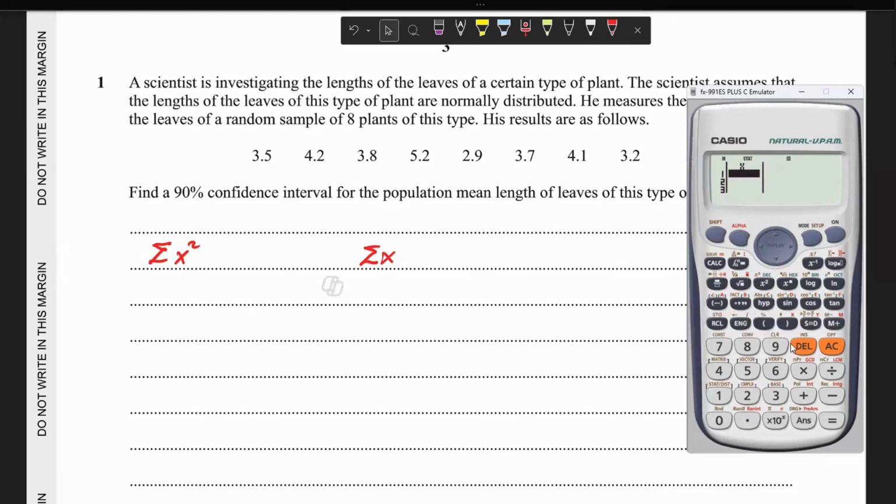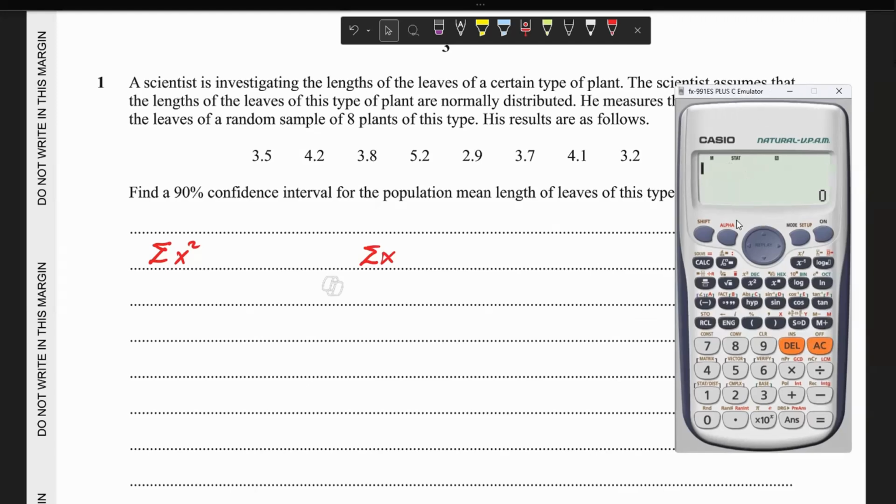So that means that I'll be having 3.5, enter, 4.2, enter, 3.8, enter, 5.2, enter, 2.9, enter, 3.7, enter, 4.1, enter, 3.2, enter. So that's all the data points, 8 of them. So we can find shift 1, option 3. We can find the sum of squares in x, that's option 1, to be 120.52.